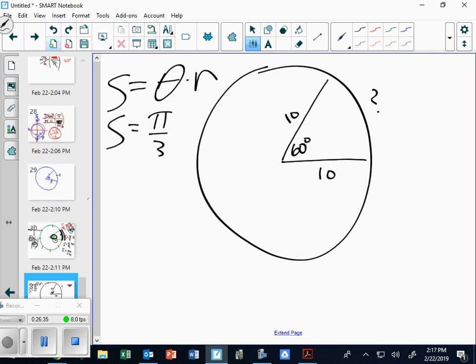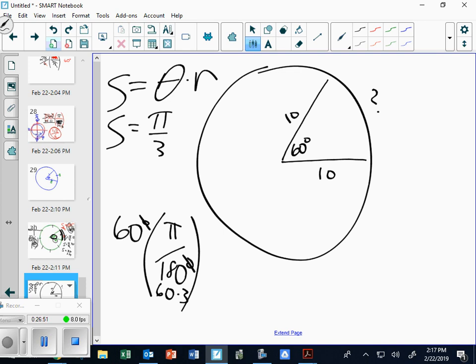And if you were like, how do you get that so fast? Take 60 times pi over 180. I personally say if you can factor it, you should. So this can be 60 times 3, and then cancel these, pi over 3. That's a way to do it. Okay, so this is pi over 3 times the radius, which is 10, so it's 10 pi over 3.